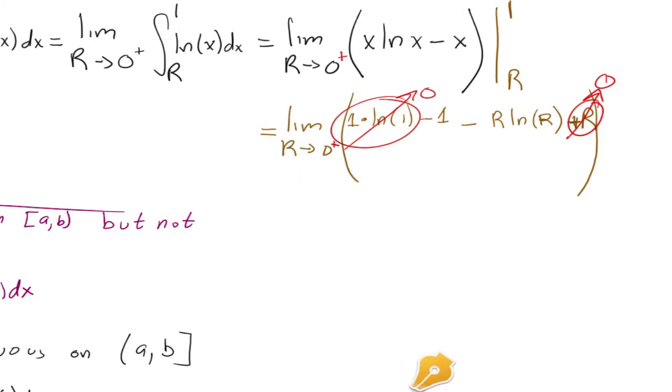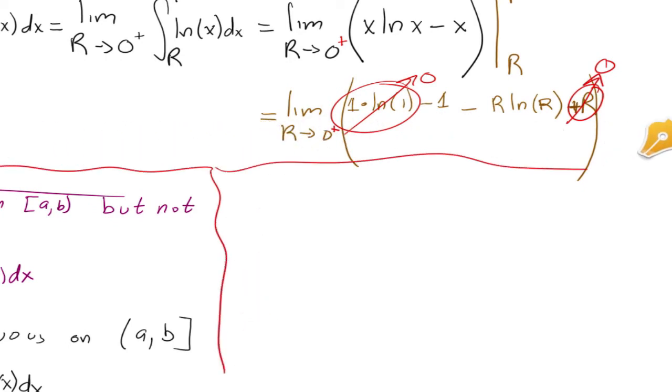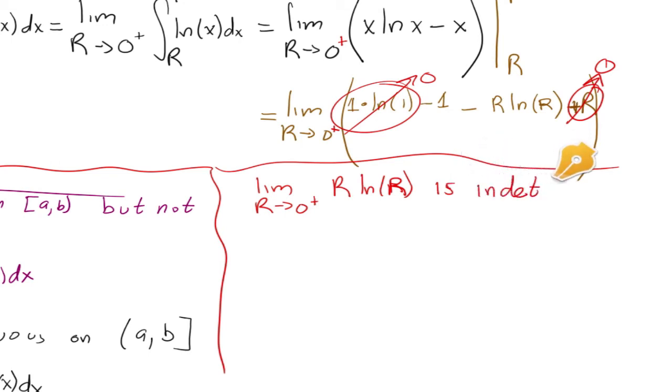Okay, all right, so we do a side note over here somewhere. The limit as r approaches 0 from the right of r ln of r is indeterminate. Okay, so what do we do? Gotta change it. What do we use? There you go, L'Hopital's rule.